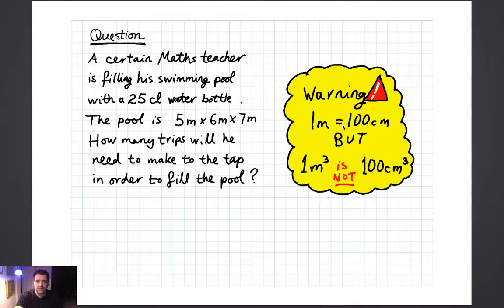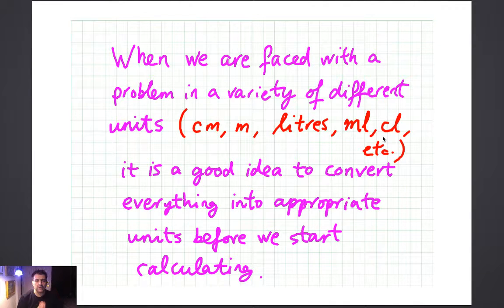And then you've got to bear in mind that although 1 metre is 100 centimetres, a metre cubed is not 100 centimetres cubed, because a metre cubed is a metre one way, a metre another way, and a metre another way. We'll talk about that a little later on. So, when we are faced with a problem in a variety of different units, centimeters, meters, liters, milliliters, centiliters, etc., it's a good idea to convert everything into the appropriate units before we start calculating.